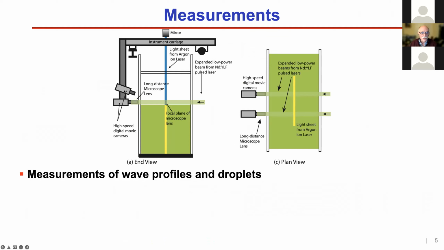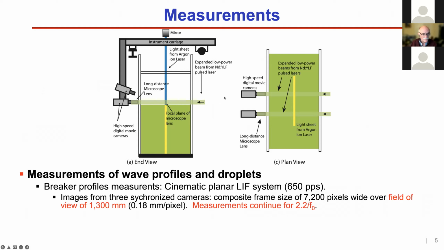There are several cameras involved. This one camera is actually 3 cameras, and it's photographing the intersection of the light sheet and the water surface. So it gives the shape of the wave along the light sheet. And this light sheet is 1.2 meters long in the center plane of the tank. And also shown here, but I'll discuss later, are the cameras used to measure the droplets. They're horizontal, as shown here, and there's a light beam that goes directly into the camera. And as I said, I'll talk about those in a minute.